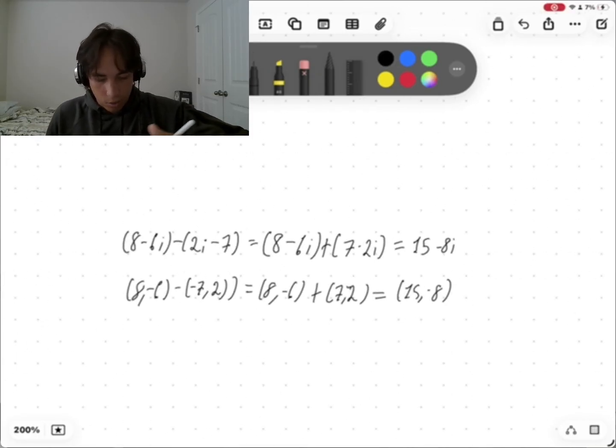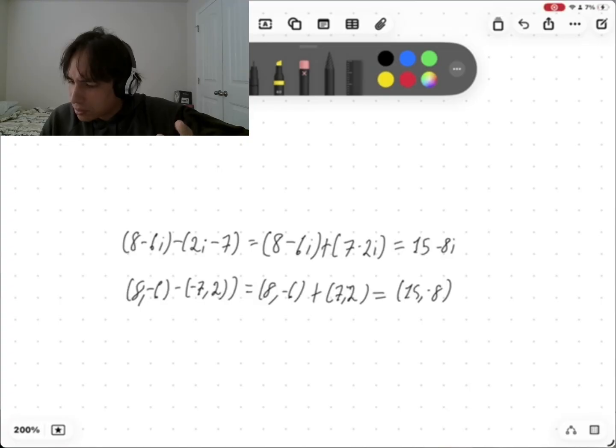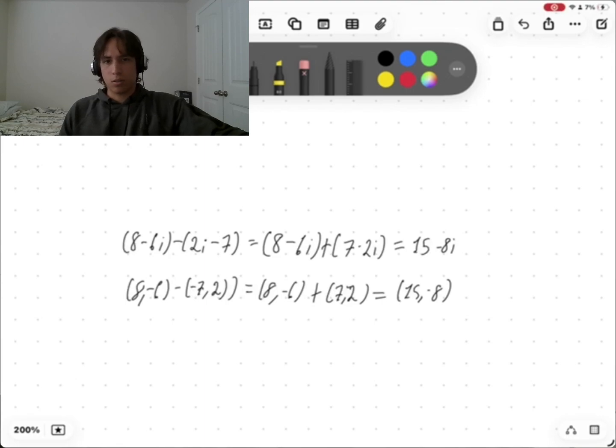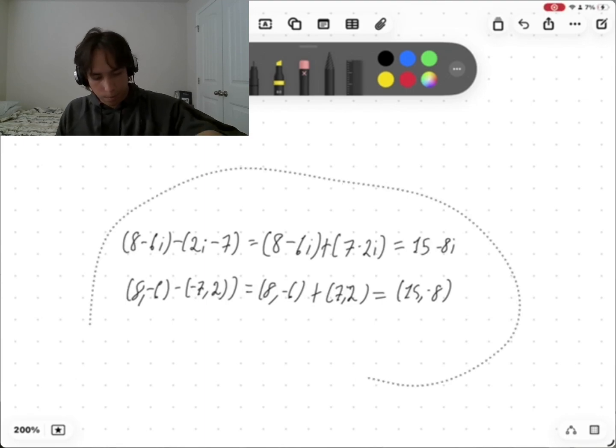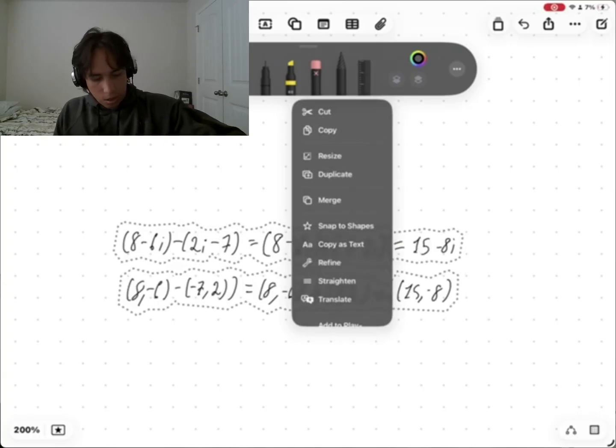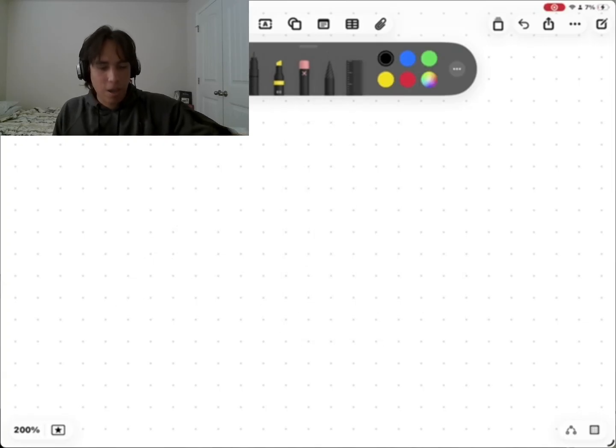So now we're gonna get into, I don't know why they included that specific question, because we already showed that the commutative law of addition is true for complex numbers. Maybe it's extra practice. Probably.